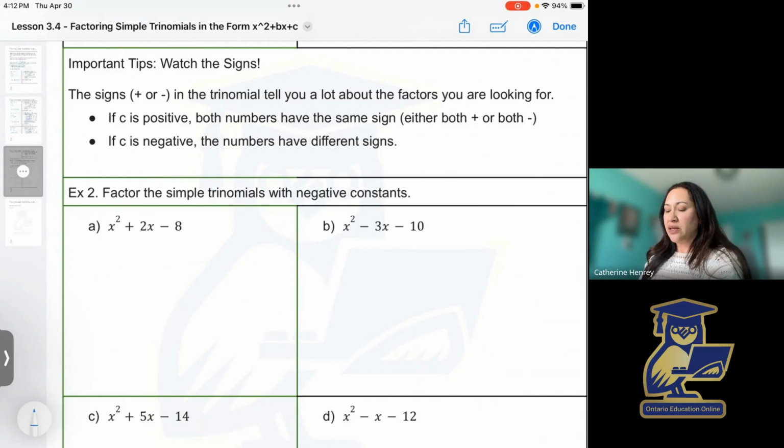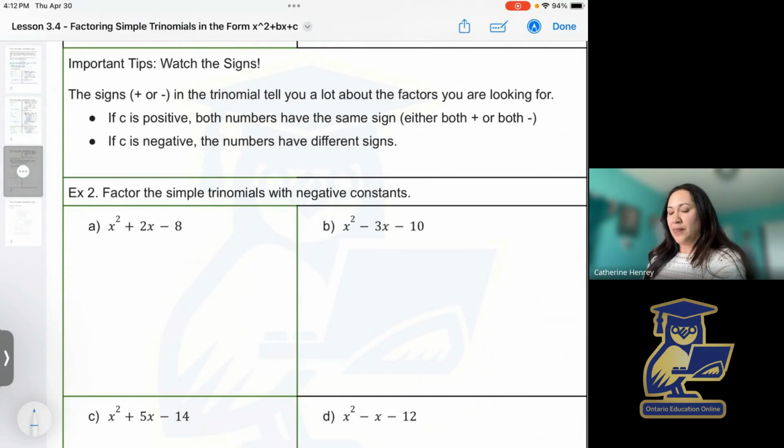So if c is positive, both numbers have to be the same sign. They can either both be positive or they can both be negative. And if c is negative, the numbers have different signs. So then you have to use the pairs where one's a negative, one's a positive, but then you reverse that as well.